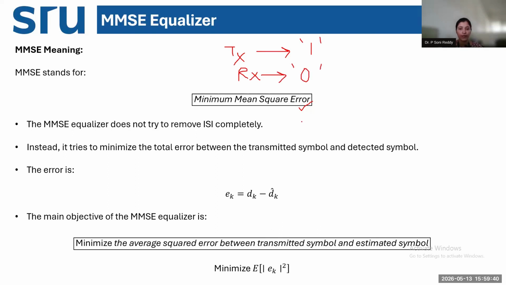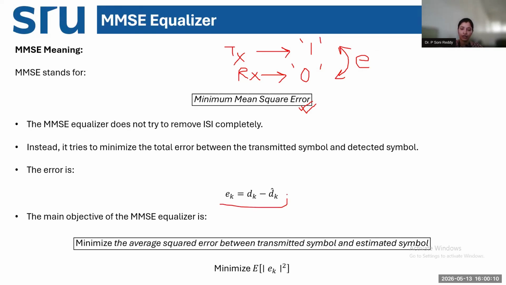Okay. So I'm transmitting 1, but I'm receiving a 0. For MMSE equalizers, we are focused first on calculating the error between the received signal at the receiver side and the desired signal, or the transmitted signal from the transmitter end. So the difference between the two is your error signal here. This error is actually calculated.